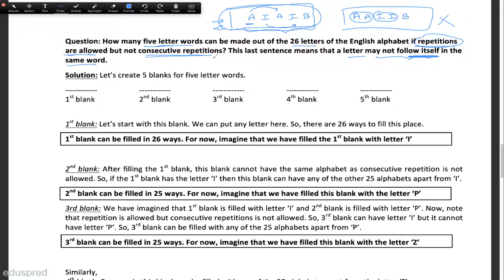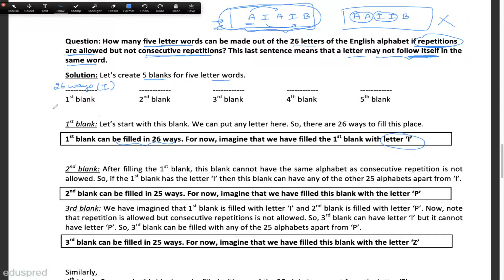So now let's find the number of ways. Because we have to create 5-letter words, I have created 5 blanks over here. Now let's see in how many ways we can fill these blanks. First of all, the first blank. In the first blank we can put any letter, so there are 26 ways to fill this blank, and let's say we write the letter I over here. For now we are just going to imagine that we have filled the first blank with the letter I.